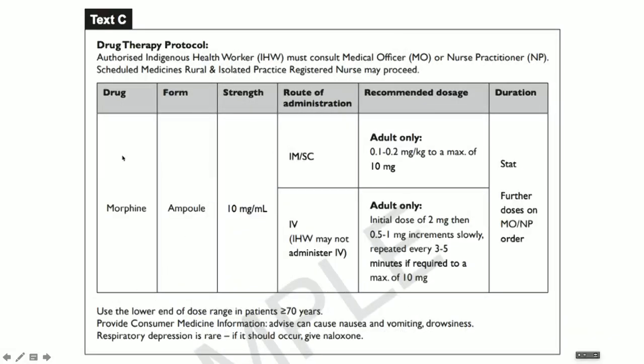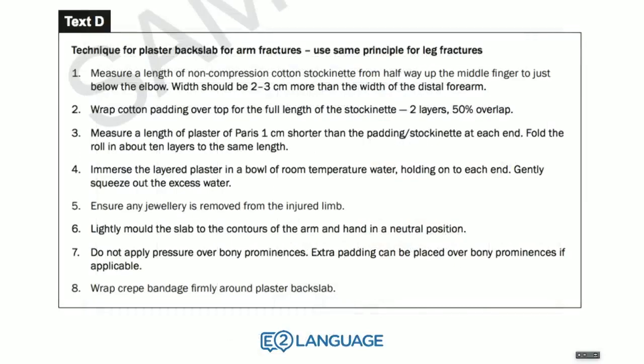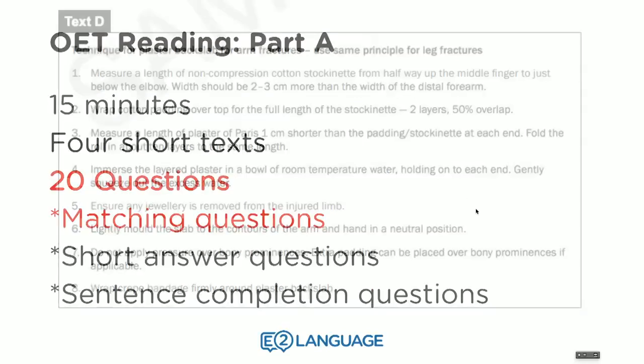Text C, drug therapy protocol, and this will also be related to fractures, dislocations, and sprains. But this is a distinctly different text. It's a table, and it's looking at the medication that you would deliver to somebody. Now, just for your interest, there will always be one text that is sort of graphical or visual, like a graph or a table or a chart or something like that. Okay. So 3 will be text-based, 1 will be visual. And text D, well, this is the technique for a plaster backslap for arm fractures, and it's numbered. Okay, so there's some texts.